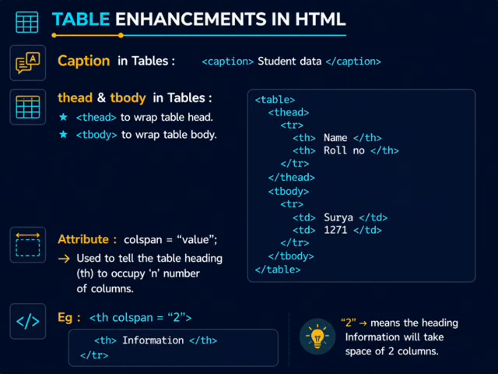HTML provides additional tags and attributes to improve tables. First, caption. The caption tag adds a title to the table. For example, student data Kaukmar. This tells users what the table represents. Next, T-head. T-head is used to wrap table headings. It improves readability and structure. Then, T-body. T-body wraps the main table content. Finally, colspan. The colspan attribute allows a header or cell to occupy multiple columns. For example, if a heading should cover 2 columns, we can set colspan equal to 2. This helps create professional-looking tables.